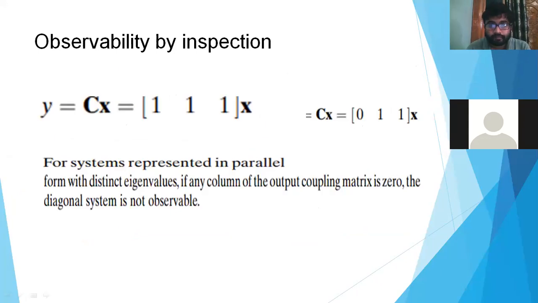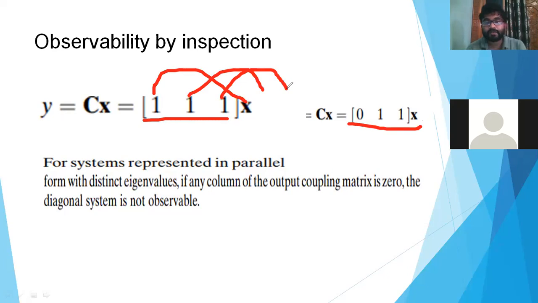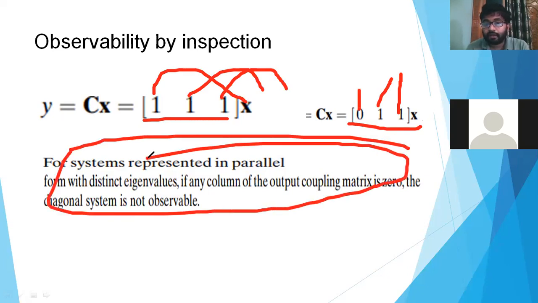See here. There you observe the input matrix, here you observe the output matrix, that is matrix C. All the elements are one, which means the first state variable is connected, the second state variable is connected, the third state variable is connected. The system is observable. Second is connected, third is connected, first is not connected. The system is not observable. And you should remember, this is acceptable only for systems represented in parallel form with no repeated loops, poles, or eigenvalues.